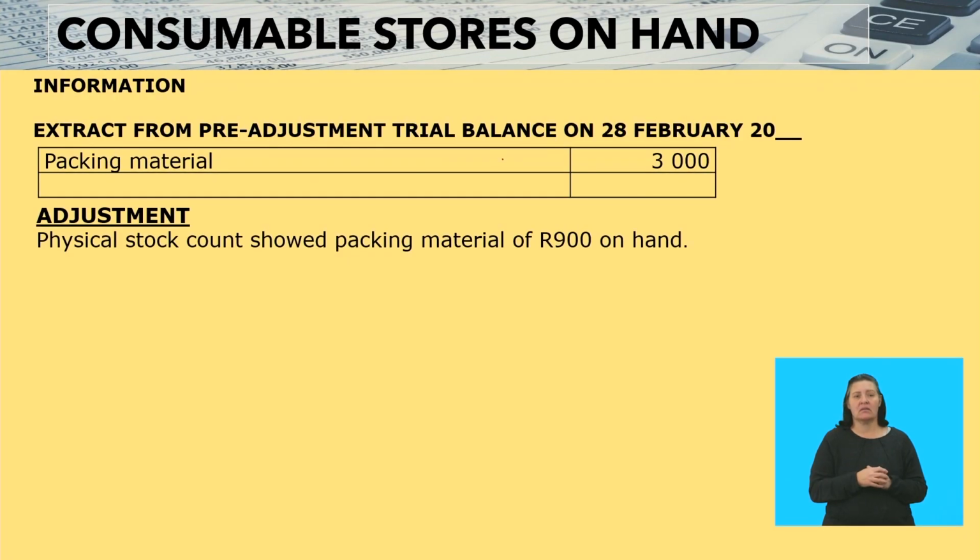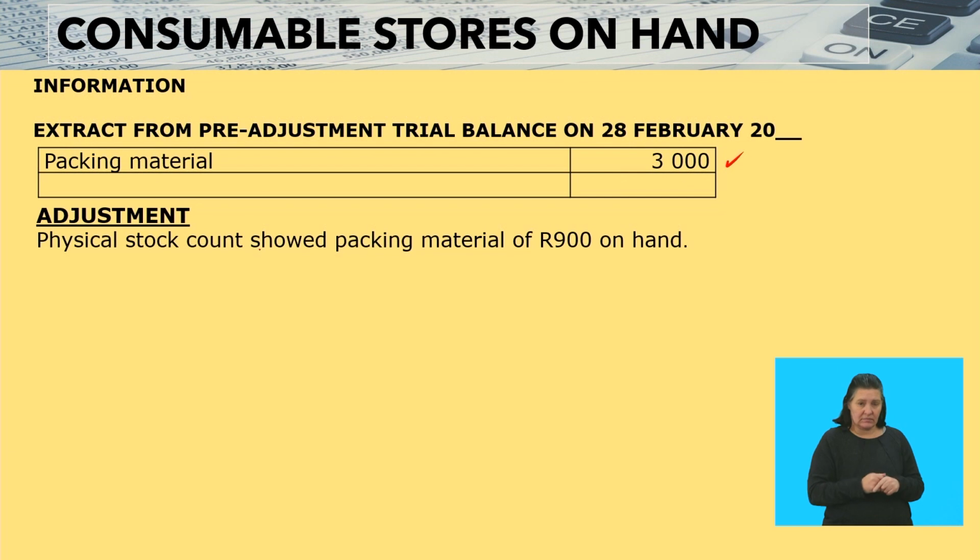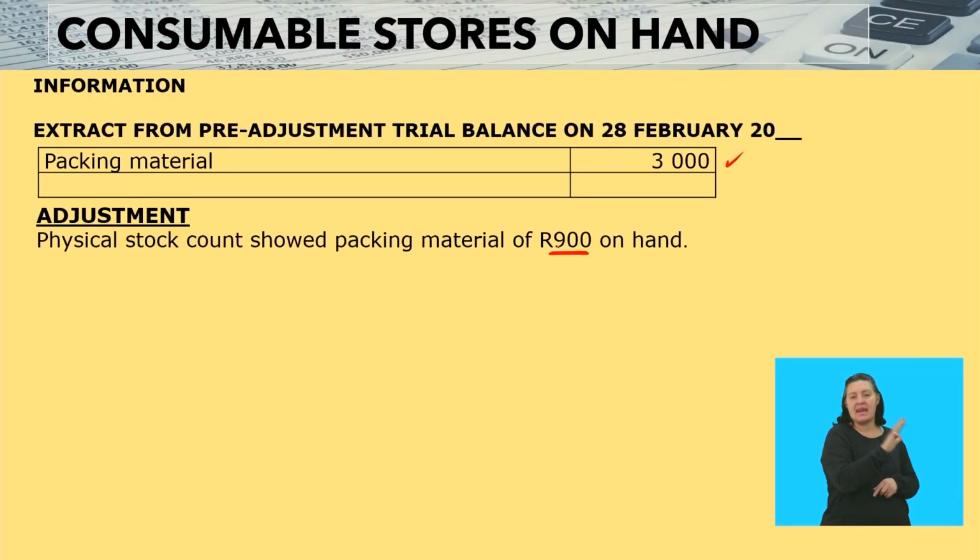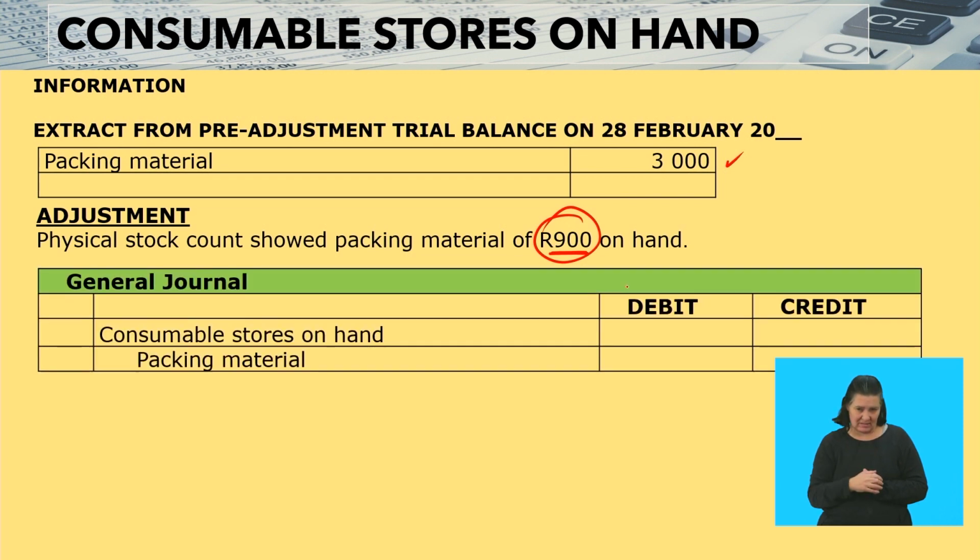We are now going to look at consumable stores on hand, and the information reads: extract from the pre-adjustment trial balance on 28 February, and the packing materials is 3,000. Remember, this is the packing materials that would have been purchased by the business. The physical stock count showed packing material of 900 on hand. That simply means we purchased packing materials of 3,000. We used some of them, and then at the end of the financial year, some packing materials were not used, and the ones that were not used are 900. That is what we have on hand.